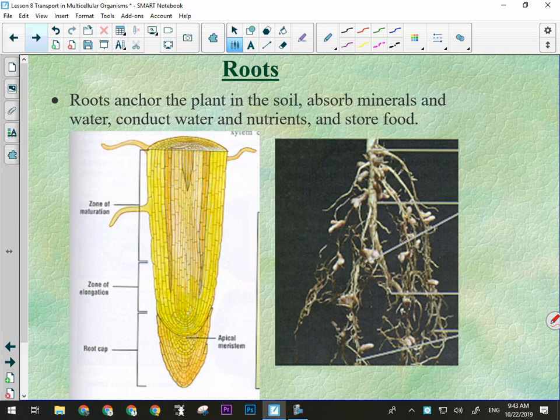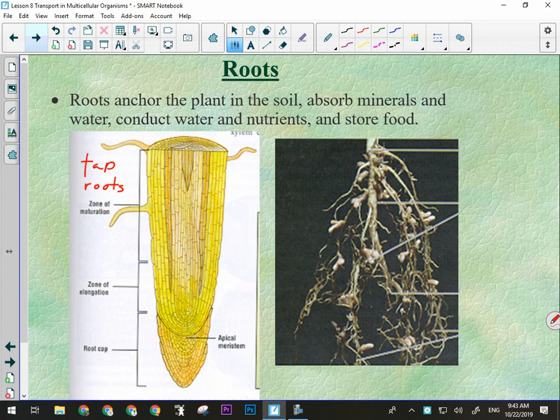Okay, roots. Roots are important. They act as an anchor and they supply the plant with water and nutrients. That's what's in the dirt. There are two different types of root systems. You probably learned this in grade 7 or 8. The first type is tap roots. A carrot or a turnip would be a tap root, something like that. Dandelions have tap roots.